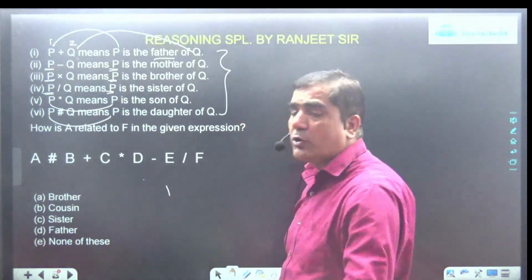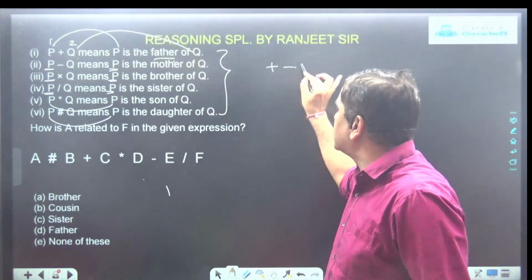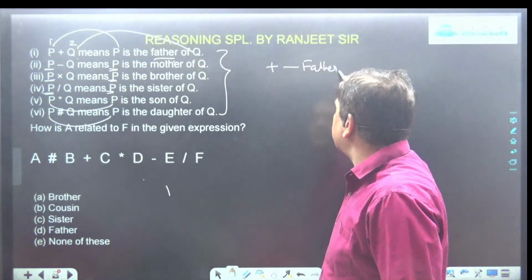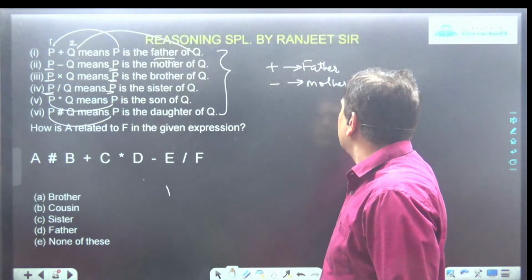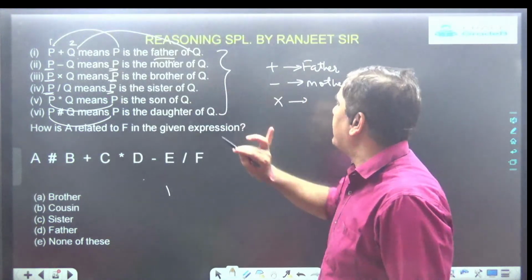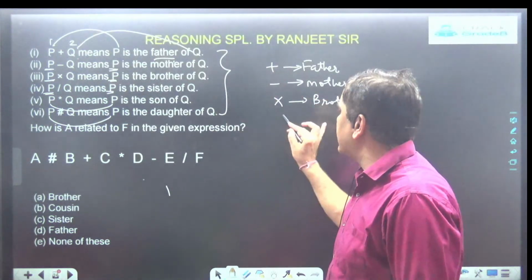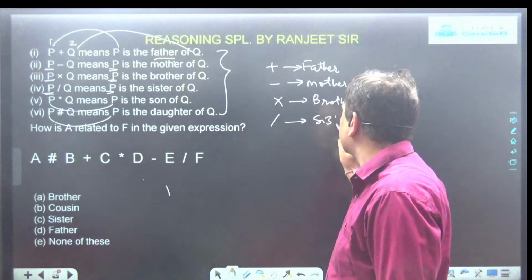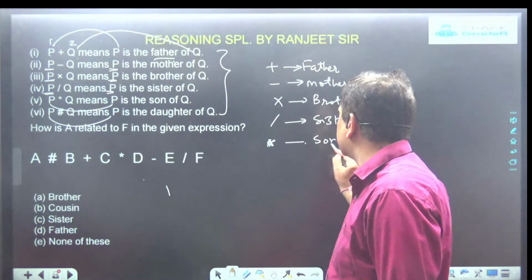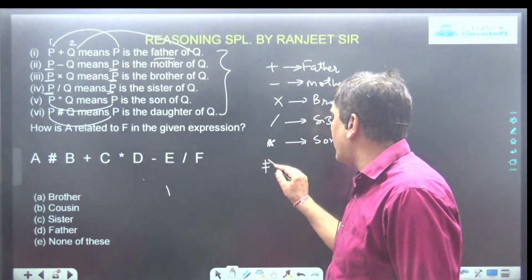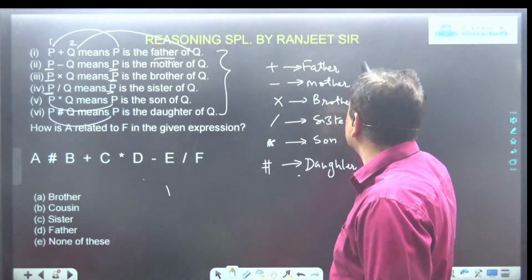Clear? Then let's decode the symbols. Now here they are saying P plus Q means P is the father. So plus stands for father. Minus stands for mother. Cross means P is the brother, so cross stands for brother. Next one, division stands for sister. Next one, star stands for son. And the last one, hash stands for daughter. So I have decoded this one. Clear?